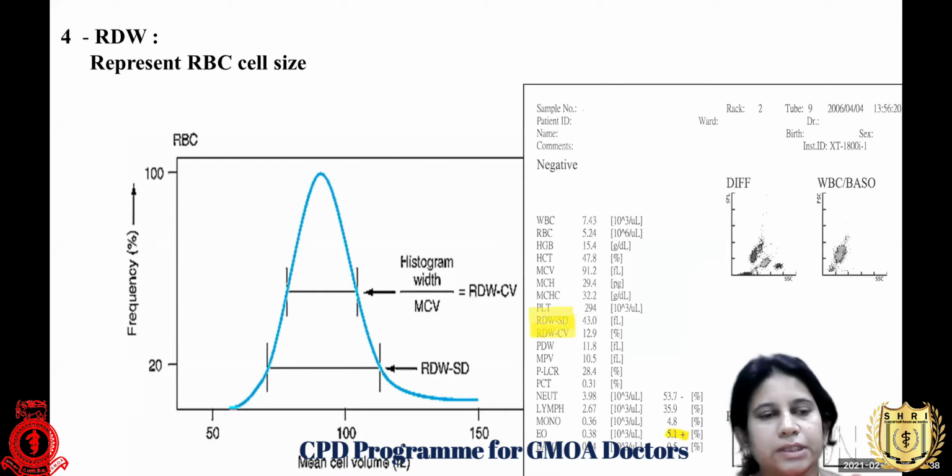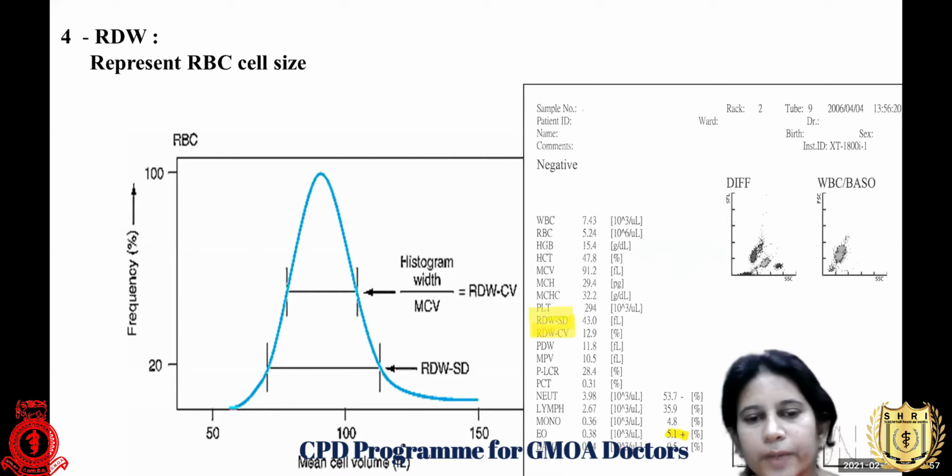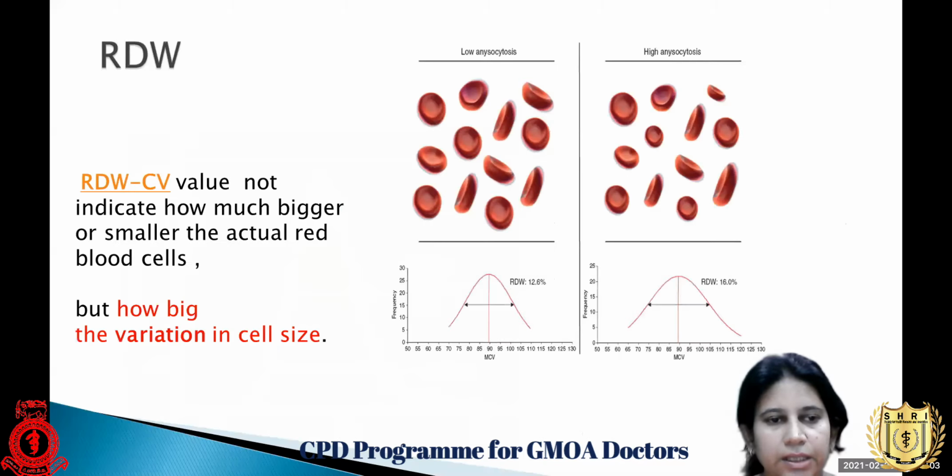Red cell distribution width, I know you are familiar with the term. This represents RBC size. So in a way, it's a measure of variation of the MCV value. It is a Gaussian bell-shaped curve, so the normal population is the mid area. Usually there are two parameters, RDW-CV and RDW-SD, but we usually go by RDW-CV.